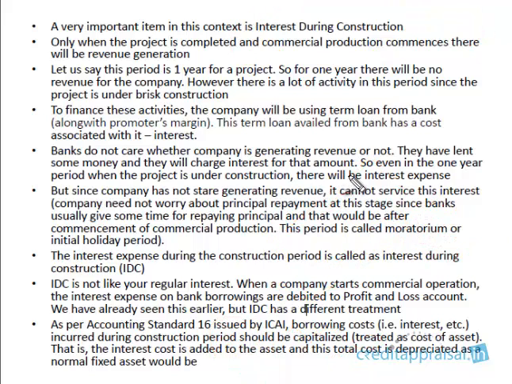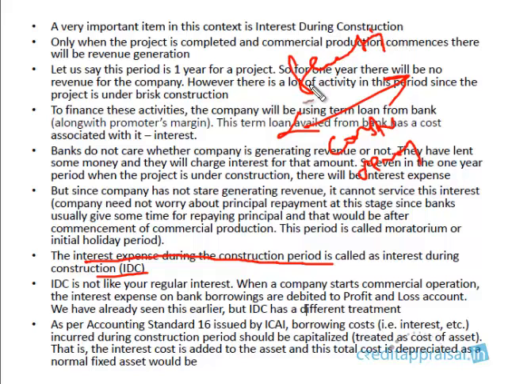So banks won't say you're not generating revenue, we are sympathetic towards you, we are not charging interest. Banks won't say that. So this interest expense during the construction period is known as IDC, interest during construction. What is IDC? During the construction period, when the company is not generating any income because production has not yet started. Right? There is a time gap between the start of the project and the commercial operation. There is a time involved.